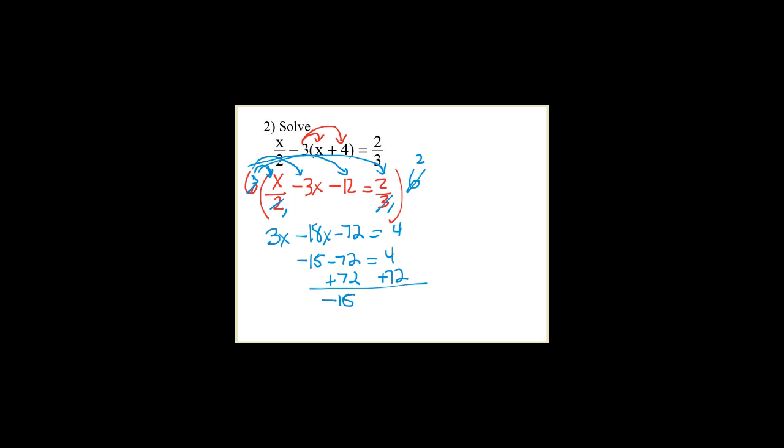Now -15x equals 76. Lost an x in there somewhere. -15x. Divide both sides by -15. And x is equal to, let's see, 3 is not divisible by 76. The only factors of 15 are 3 and 5. So we can leave it at -76 over 15.